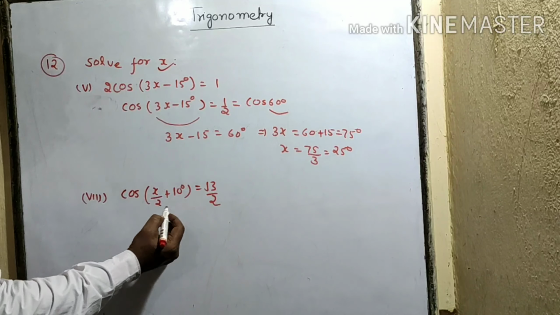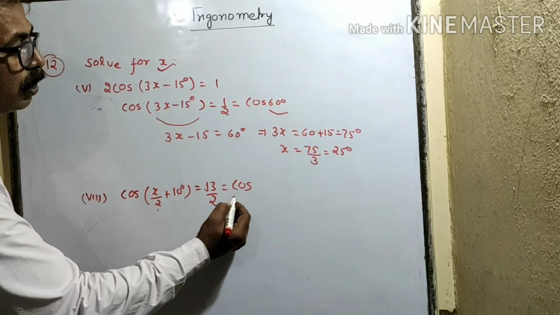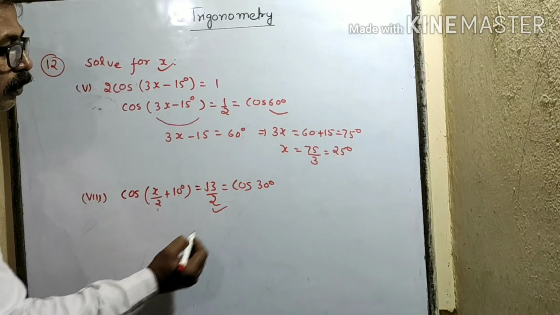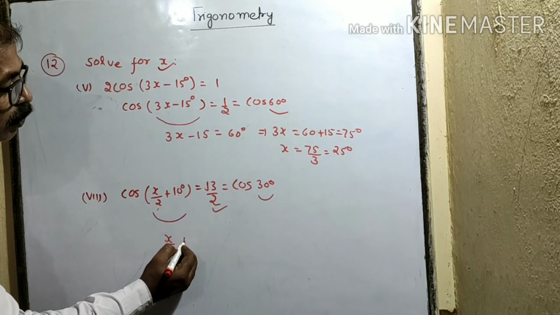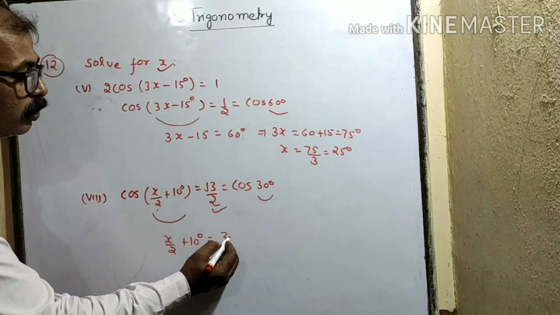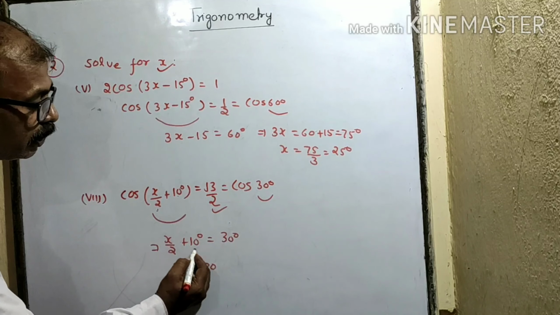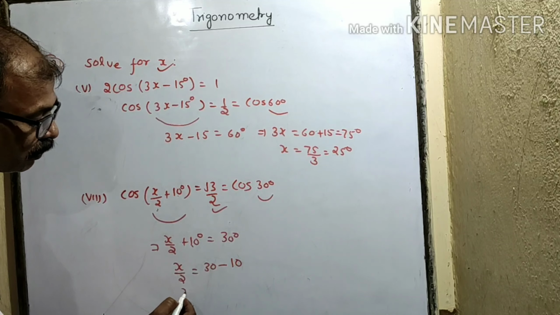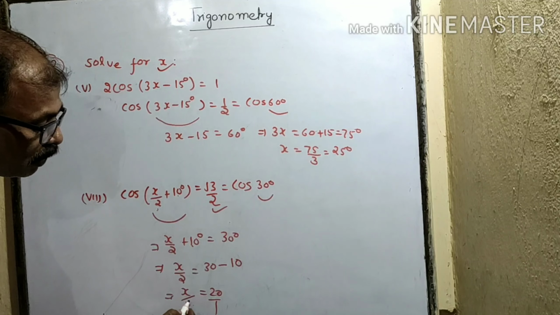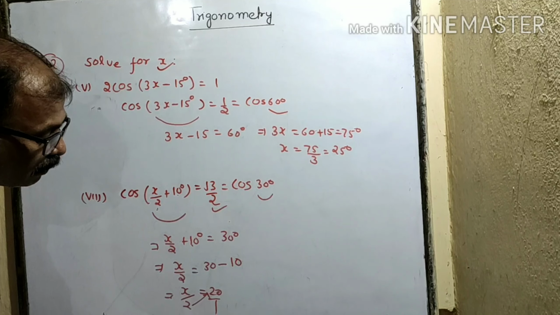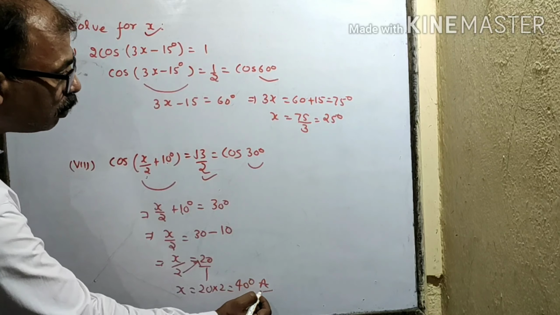Here cos(x by 2 plus 10) is root 3 by 2, that is equal to cos 30 degree, which is actually root 3 by 2. So this value will be equal to this one. So x by 2 plus 10 degree is equal to 30. So x by 2 will come out as 30 degree, this 10 will be shifted, so minus 10. So x by 2 will come out as 20 degree. We will do cross multiplication. 2 will multiply to 20. So x will be 20 into 2, that is equal to 40 degree. This will be your answer.